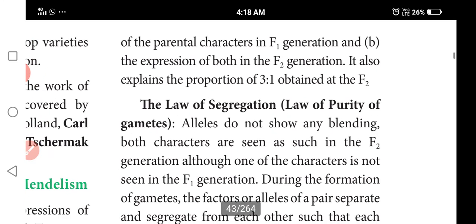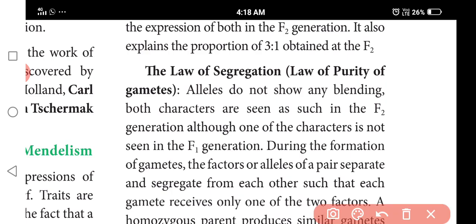The law of segregation means, first point, alleles do not show any blending. The factors for each character segregate during gamete formation. As a result, each gamete receives only one factor for each character. Hence, the gamete is always pure. Alleles do not show blending; both characters are seen.